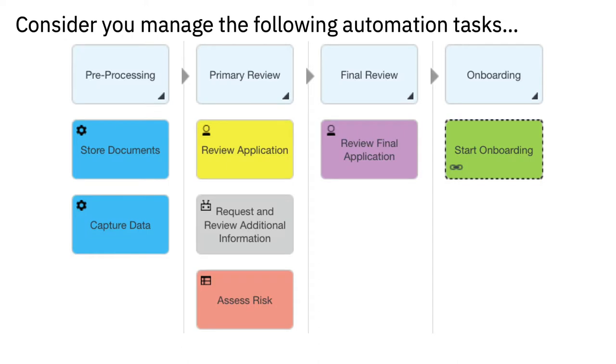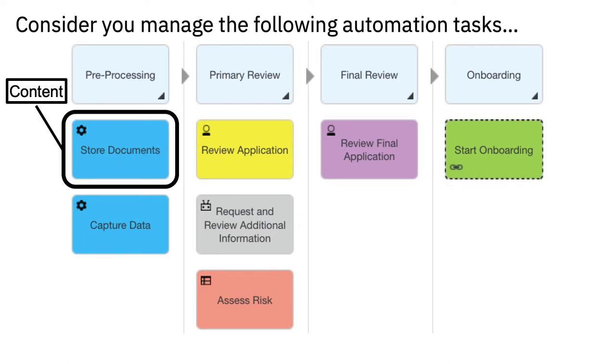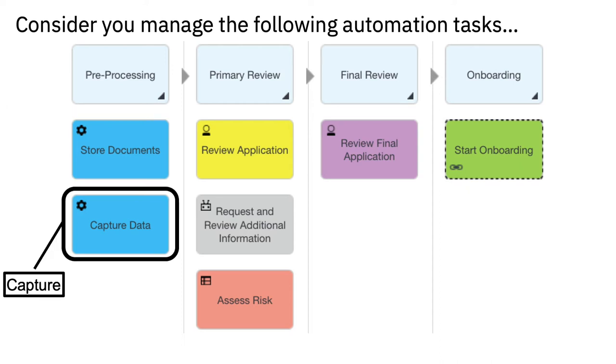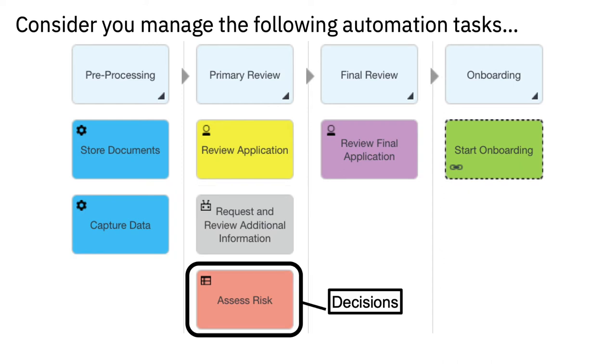Consider your managed team working on these four groups of automation tasks: pre-processing, primary and final review, as well as onboarding. Your team uses multiple business automations to help, including onboarding that orchestrates multiple human and system tasks, content management for the collaboration and governance of structured and unstructured documents, intelligent capture to extract data and meaning from that content, robots for the repetitive tasks so your team can spend more time with customers, and decision management for consistently applying business rules and machine learning to drive automation.